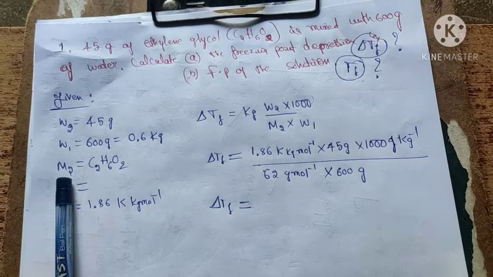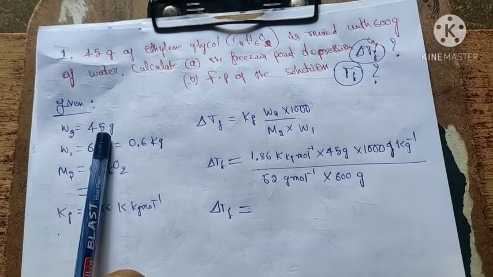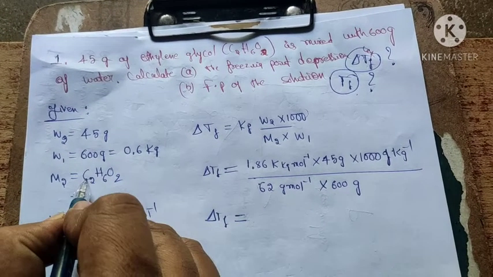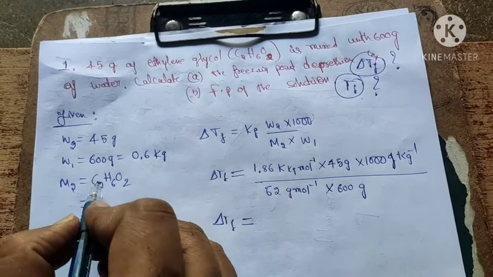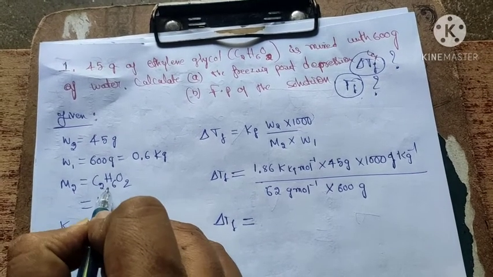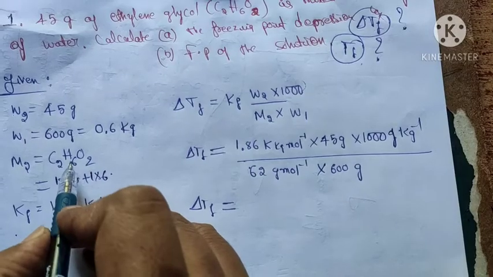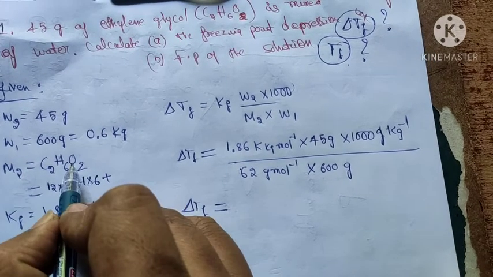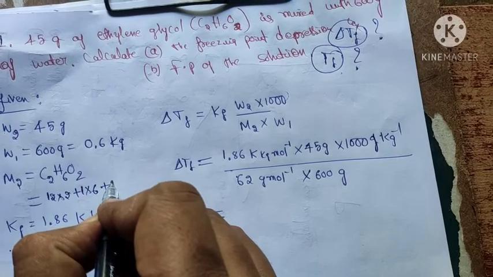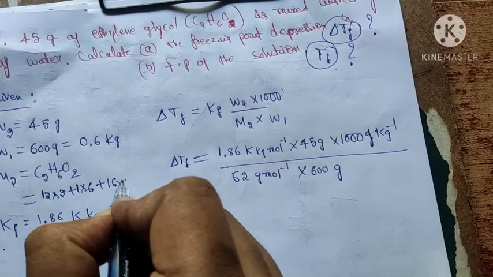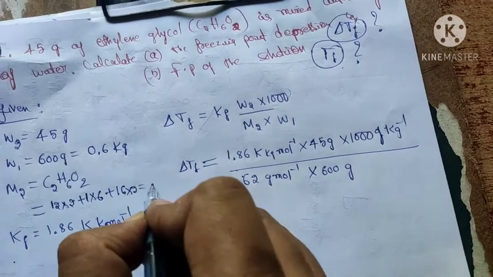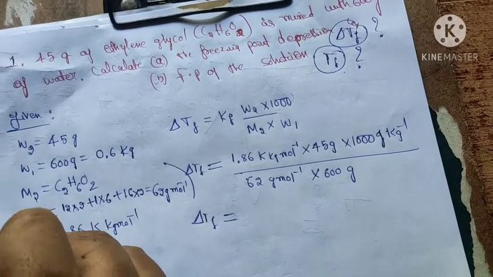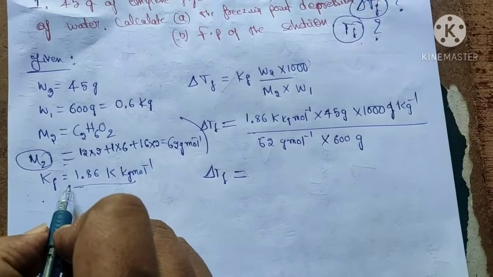M2 is the molar mass of solute. The solute is C2H6O2, ethylene glycol. So carbon has atomic weight 12, and the number of carbon is 2. Hydrogen atomic weight is 1 into number of hydrogen 6, plus oxygen atomic weight 16 into number of oxygen 2. Total we get 62 gram per mole. Okay, so that is M2.